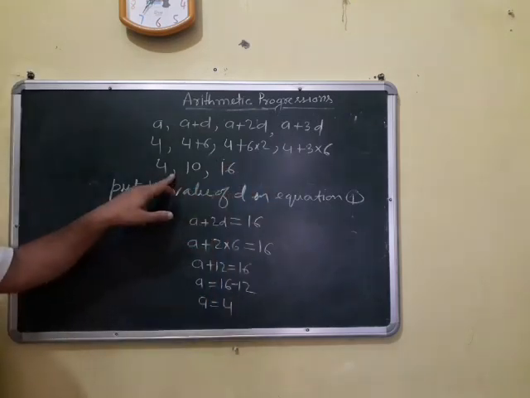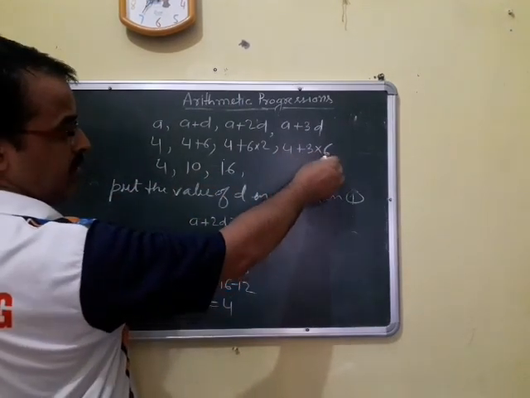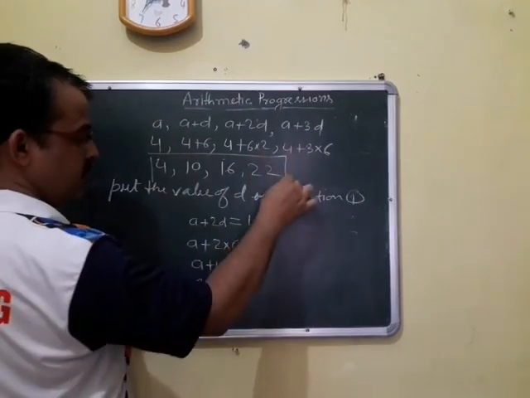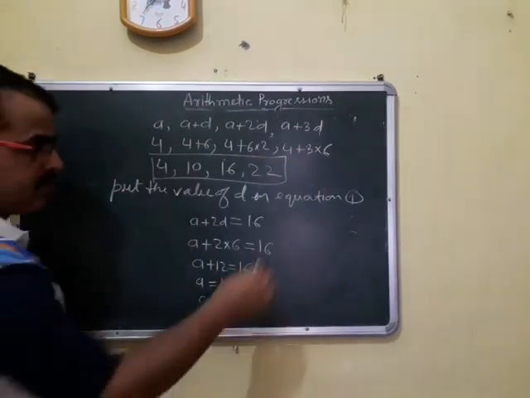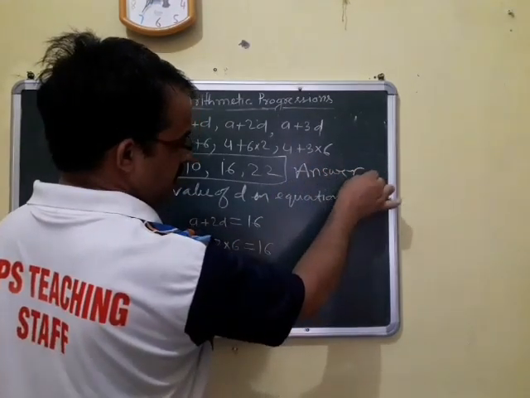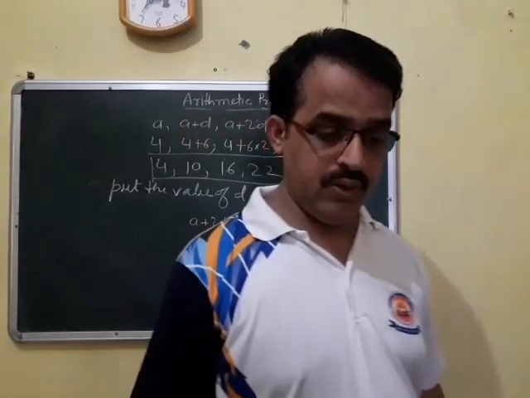Clear? And here 4 plus 3 into 6, 18 plus 4, 22. So this one is your series. This one is the answer of your question number 16. Clear? Now we discuss next questions in next video.